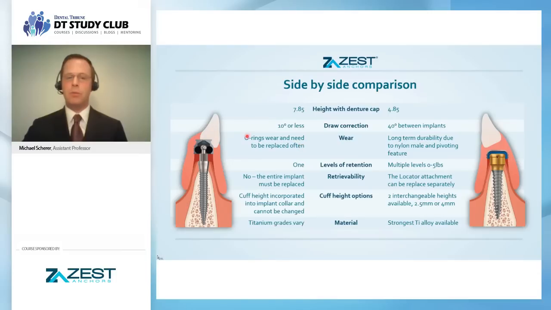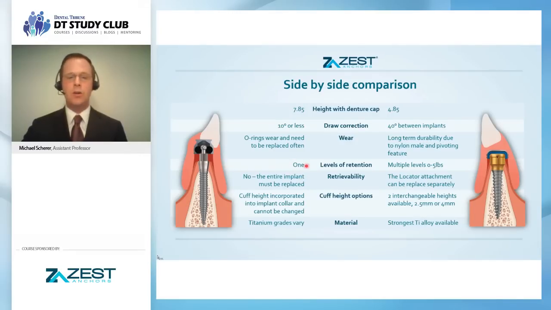The O-rings tend to be replaced more often, whereas the long-term durability of these attachments really stands the test of time. Interesting note, I treated my nanny, the lady who basically helped raise me as a child, over 8 years ago, and I haven't replaced her attachment once. And I treated her with an overdenture Locator attachment. Now, yes, that is atypical. We recommend on average between 6 months and 2 years for replacement of one of these attachments.